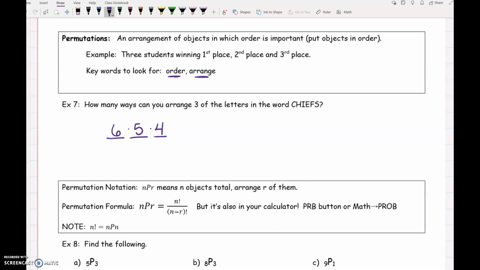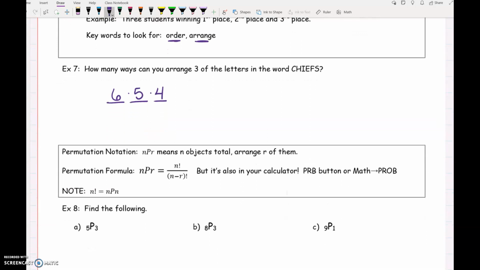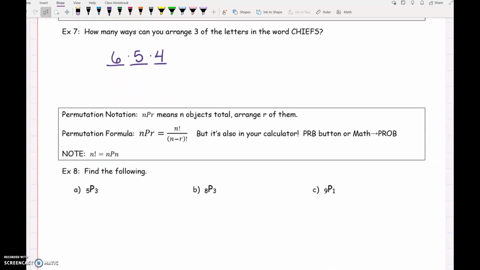Wouldn't it be nice if there was a button in our calculator that did this for us? There is. It's called NPR. NPR is more than just a radio station. It is called a permutation. NPR means that there are N objects. We're going to arrange R of them.